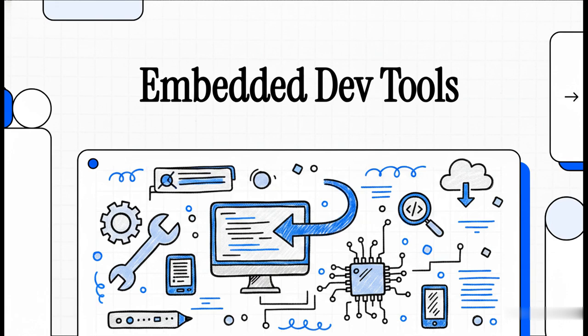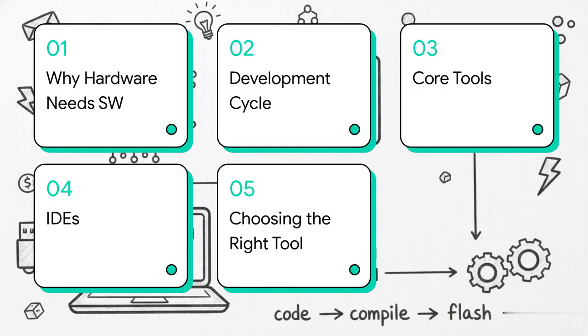You see, building an embedded system isn't just about wiring up components. You need the absolute right software tools at every single stage of development to make the whole shebang work together seamlessly. Here's our roadmap for today.